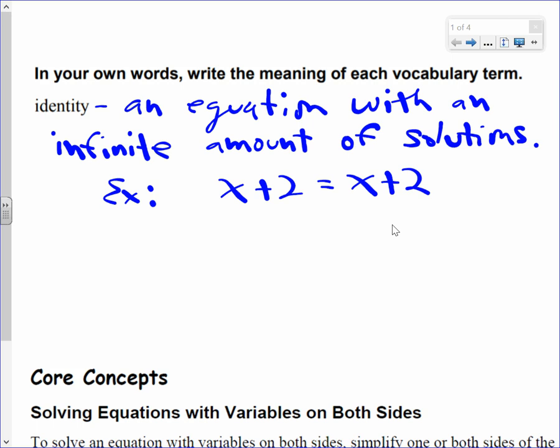Sepulveda, what's your favorite number? Watch this. I'm going to use Sepulveda's favorite number. That should be a solution. Let's see. I'm going to replace x with 5. Look at this. Is 7 equals 7? Absolutely. It checks. 5 satisfies.